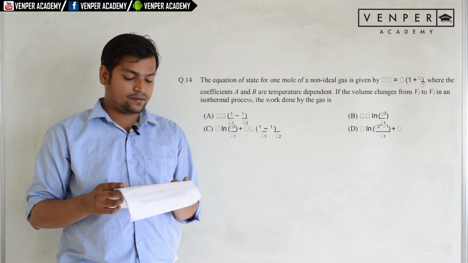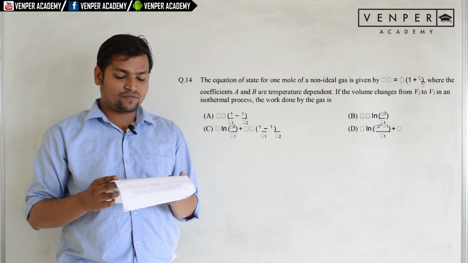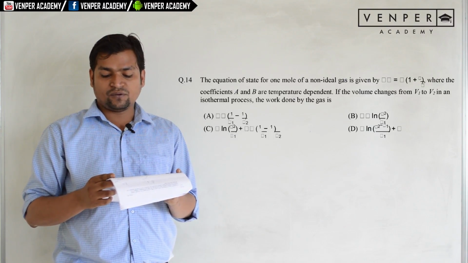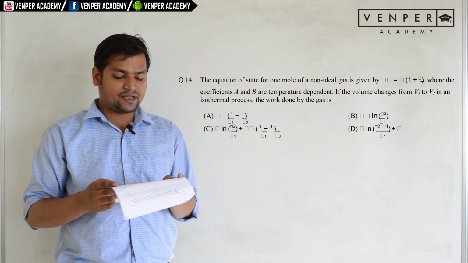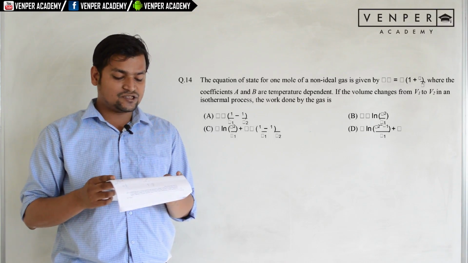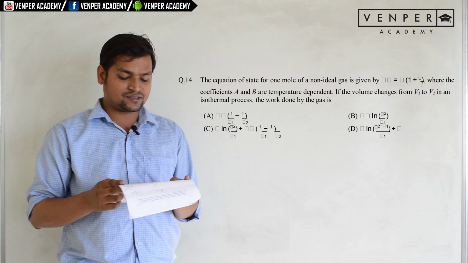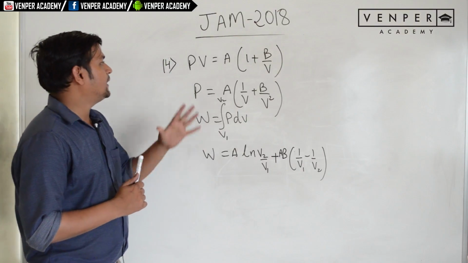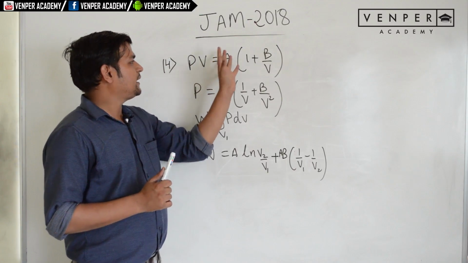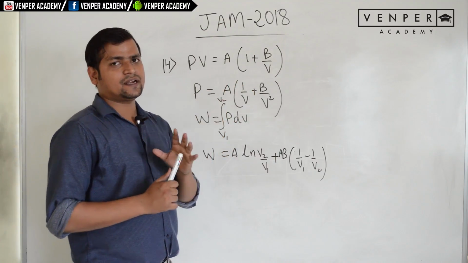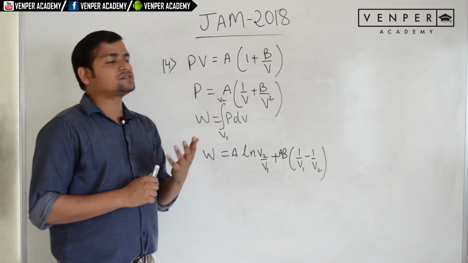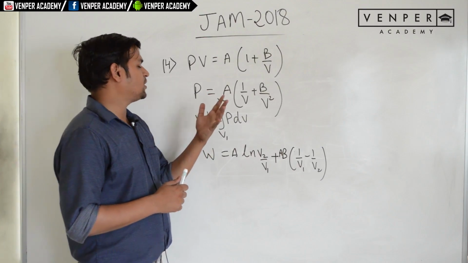Now question number 14. The equation of state for 1 mole of non-ideal gas is given by PV is equal to A(1 plus B upon V), where the coefficients A and B are temperature dependent. If the volume changes from V1 to V2 in an isothermal process, the work done by the gas is? A relation for a non-ideal gas is given, PV is equal to A(1 plus B upon V), and they are asking that if it is expanded isothermally, what will be the work done?